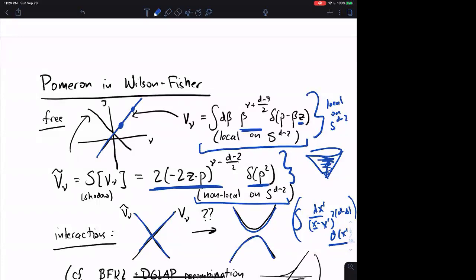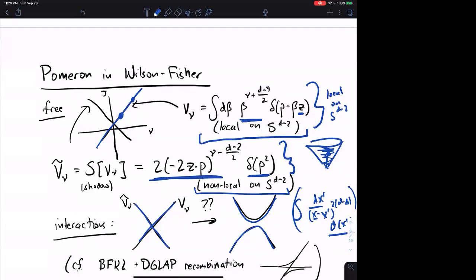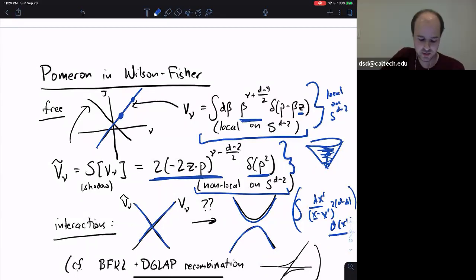Oh, okay. In the graph, you have moved the origin a little bit. Yeah, that's right. So this graph would be appropriate for 4 minus epsilon dimensions. The intersection moves up slightly. Okay, thank you.